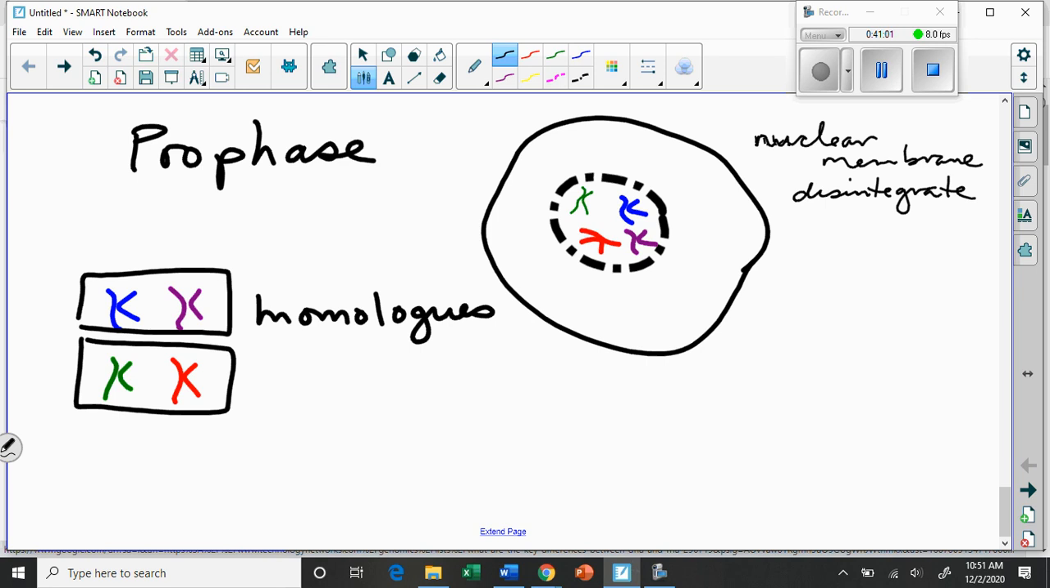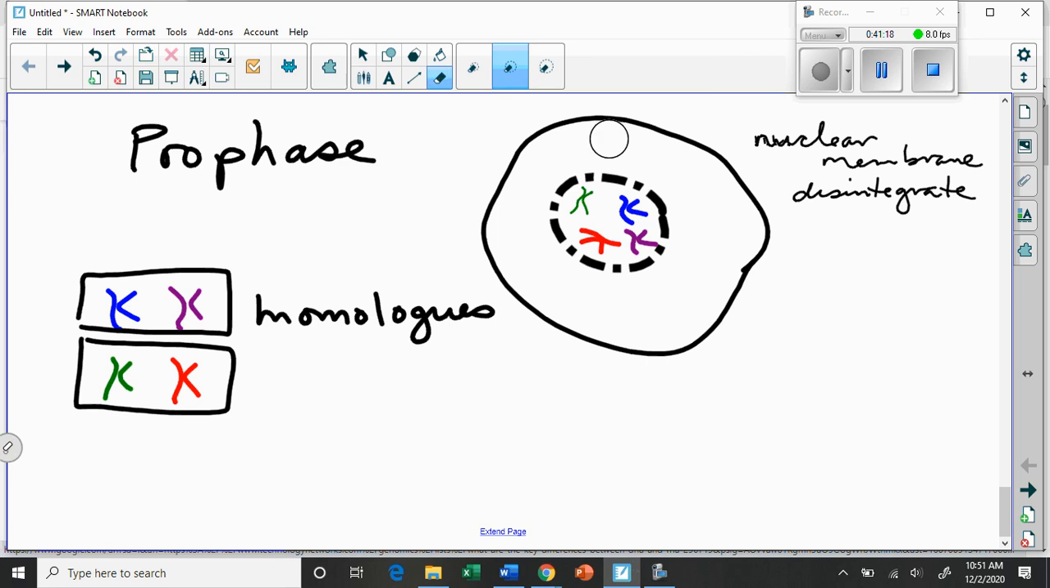Okay, so that's what's happening in prophase. The chromosomes are already copied. The nuclear membrane is beginning to disintegrate. The other thing that's happening is little structures called centrioles.